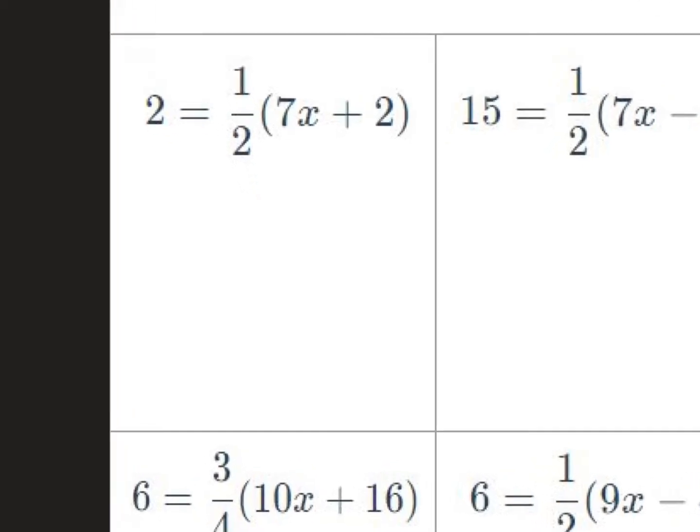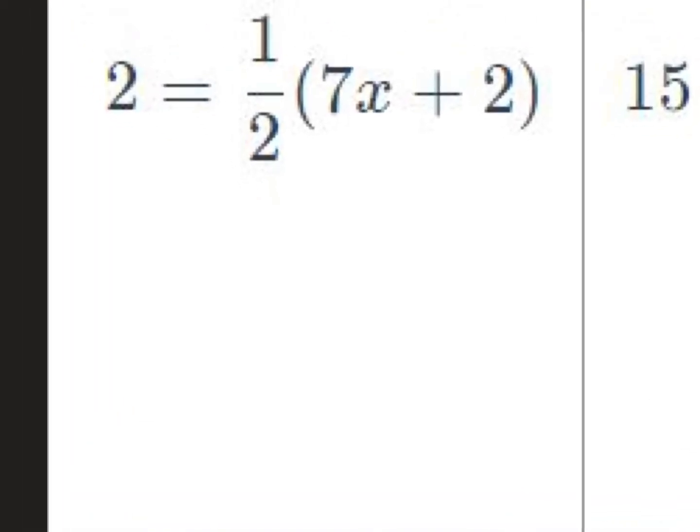Okay, guys, we did this one in class. If I do this one again, where 2 equals 1/2 (7x plus 2). If I actually just do the 1/2 times this whole thing, we have to use distribution, where we say this one times the first thing and then this one times the second thing, which we can do.